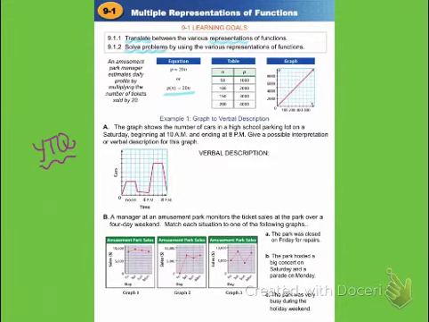So why don't you take an opportunity, pause the video now, and see if you can describe what you think is going on here in the graph. So go ahead and pause the video now and give a verbal description of what's going on in terms of the cars in the parking lot on this Saturday morning.